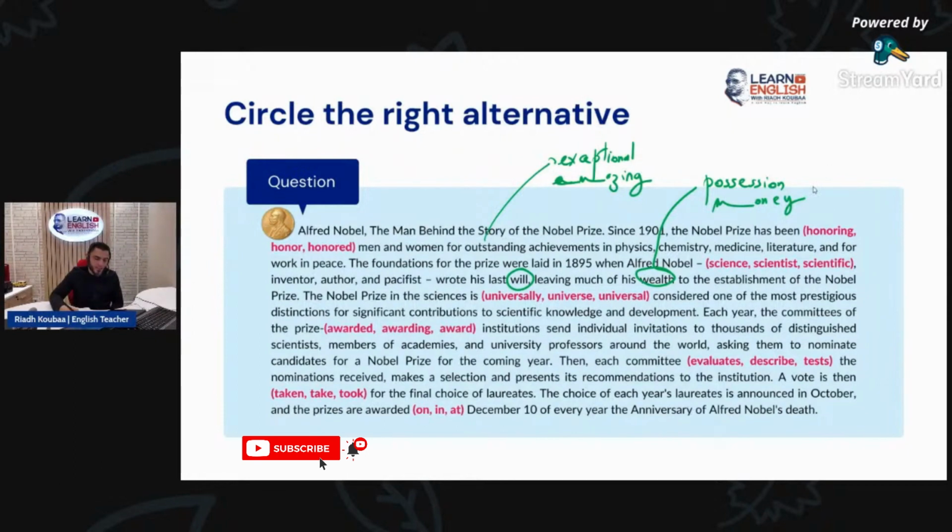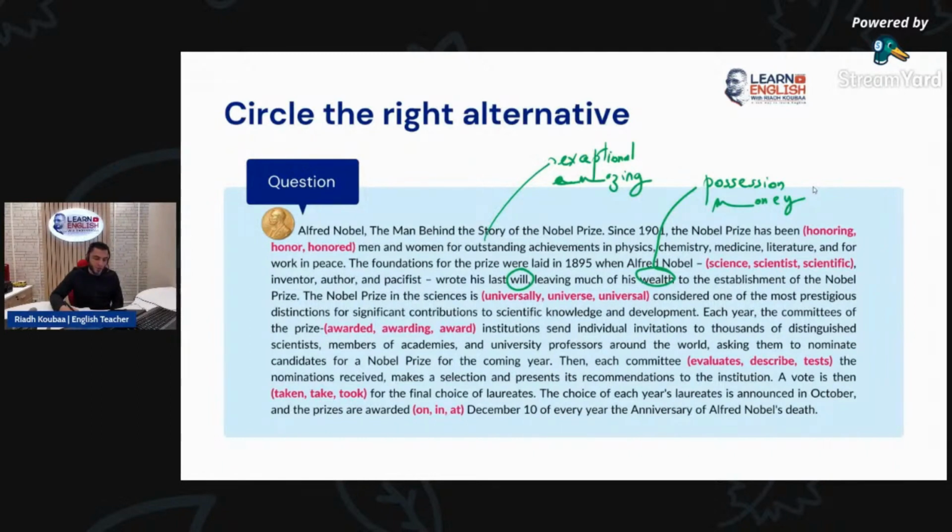The Nobel Prize in the sciences is universally considered one of the most prestigious distinctions for significant contributions to scientific knowledge and development.